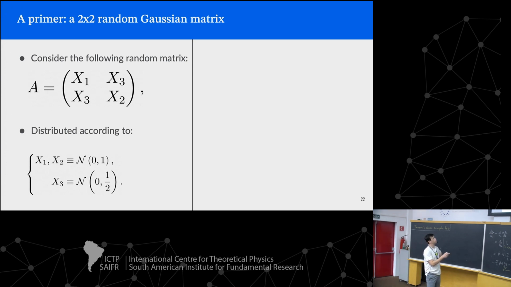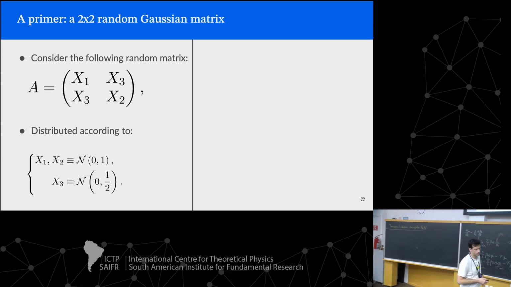I'm giving you a 2x2 real square symmetric matrix. Symmetric means that I only have 3 variables in it, x1, x2, and x3. And where is the randomness? Well, x1 and x2 are going to be independent variables drawn from a Gaussian distribution with unit variance. And x3 is going to be a Gaussian random variable as well, but with a variance of 1/2. You'll see later why it's 1/2, but trust me for now.